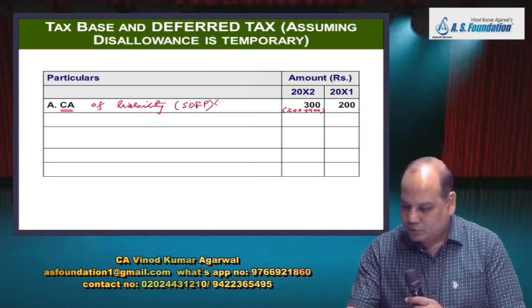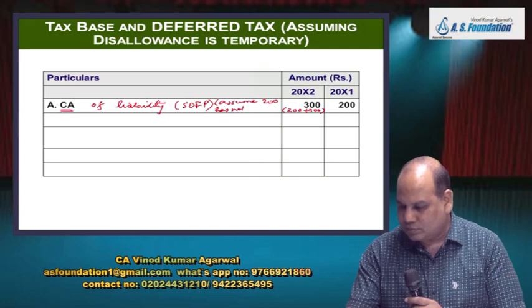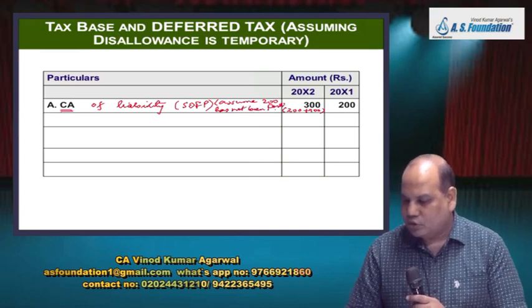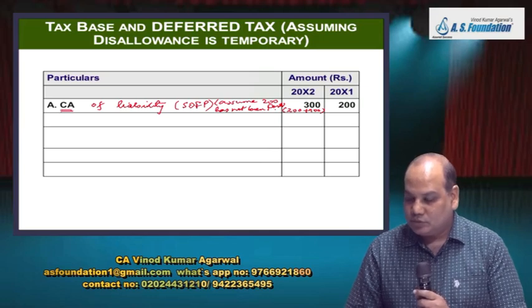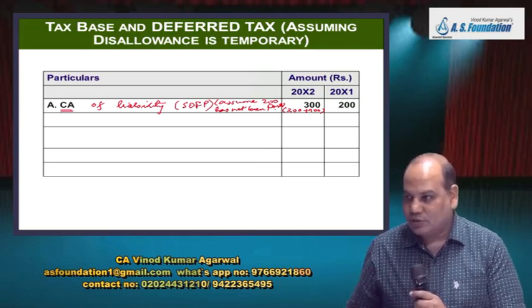You write in bracket: assume 200 has not been paid. Because if you assume 200 has been paid, your current tax calculation I will have to revise. Is it right? So unnecessarily I will not go to that working note again.